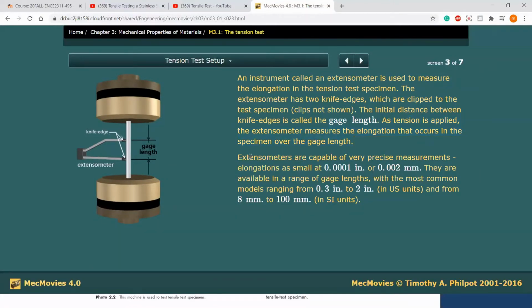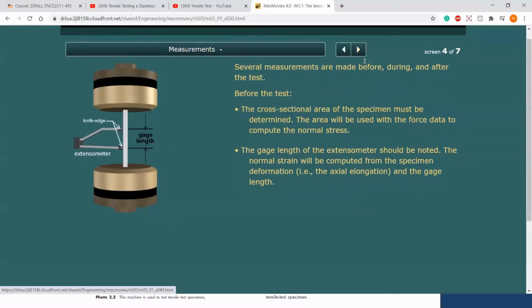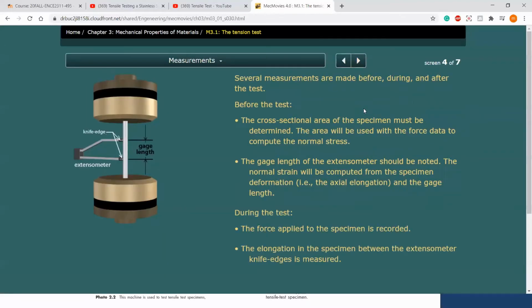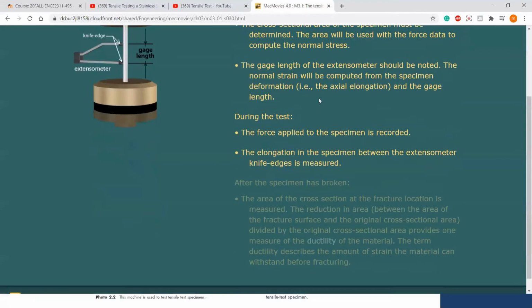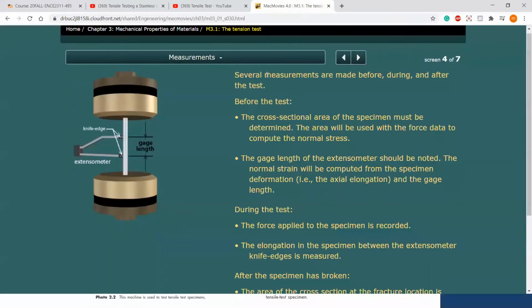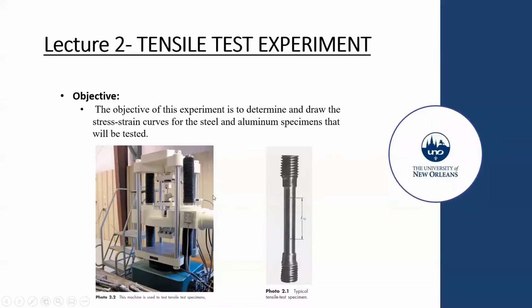In this section, it's explaining how precise measurements you can have with the extensometers. Okay, so several measurements are made before, during, and after the test. I will record it on the spreadsheet, and I will provide this spreadsheet to you. It's on Moodle, and I will pull up the spreadsheet so you know what we are measuring before, during, and after the test. Let me pull up this spreadsheet.